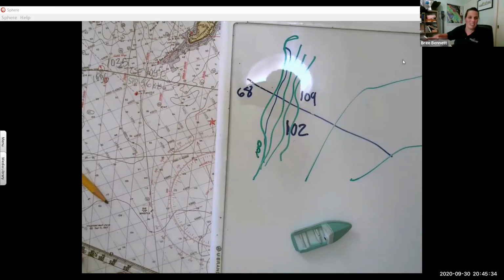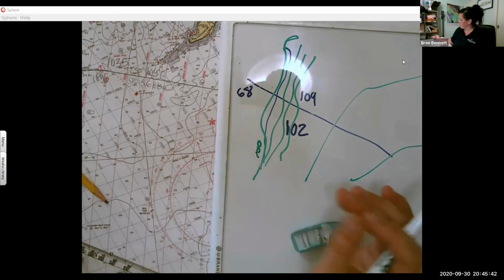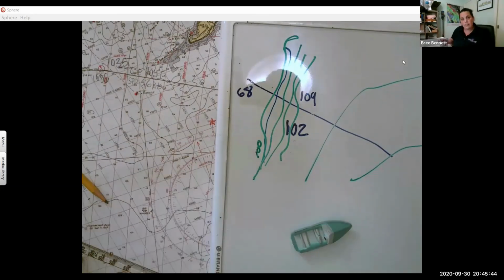Again, if it's super deep water, maybe it doesn't make that big of a difference, like it is off the coast of Long Beach here. But yeah, the fathom lines can give us an idea of the shape of the sea bottom.